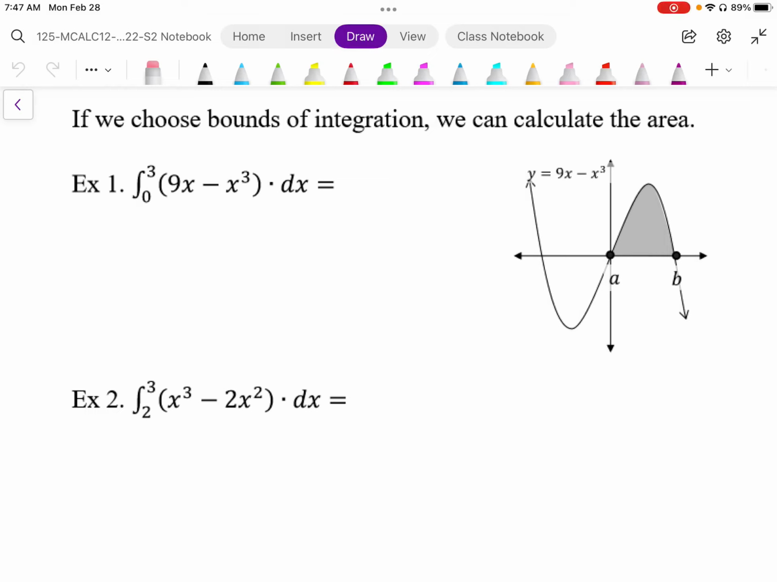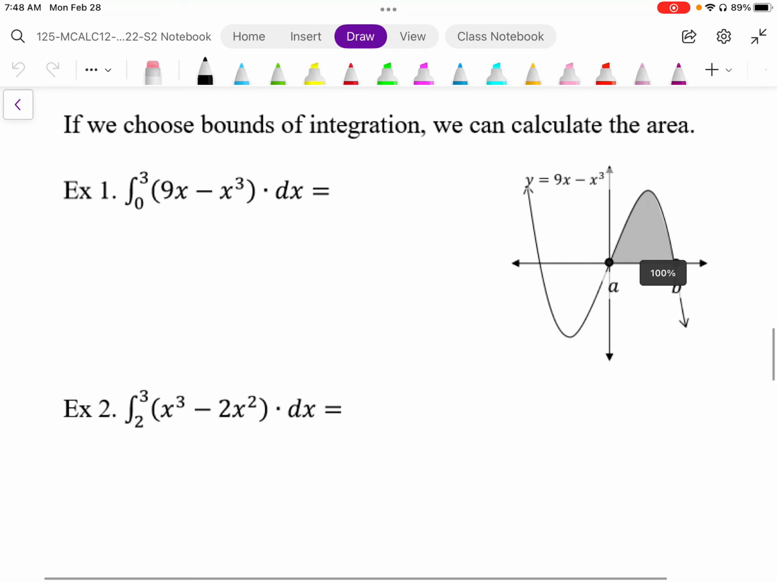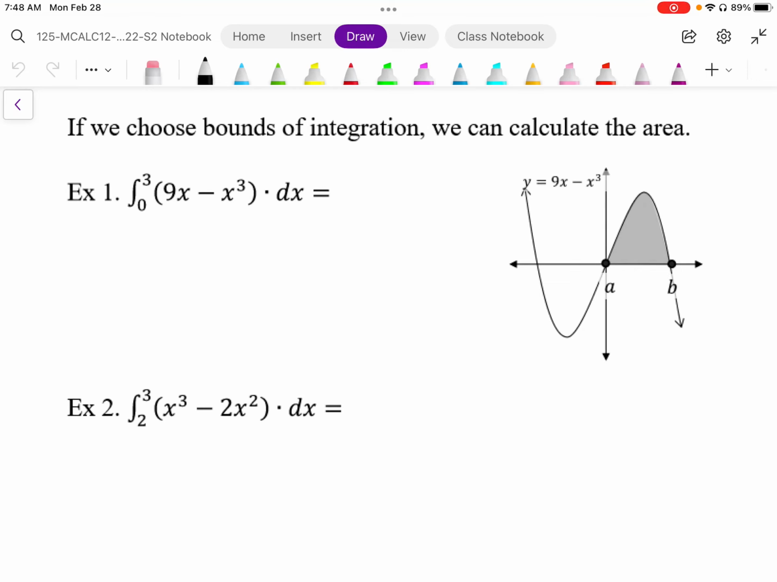We want to apply the fundamental theorem of calculus. Now, how we apply the fundamental theorem of calculus is a little bit easier than the theory behind it. So let's practice applying it.